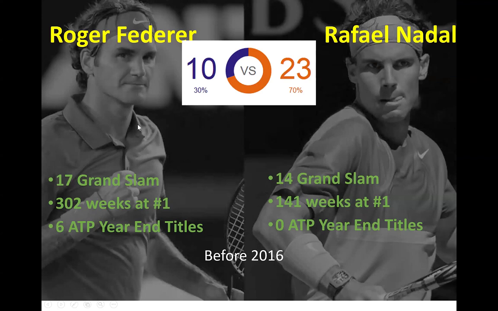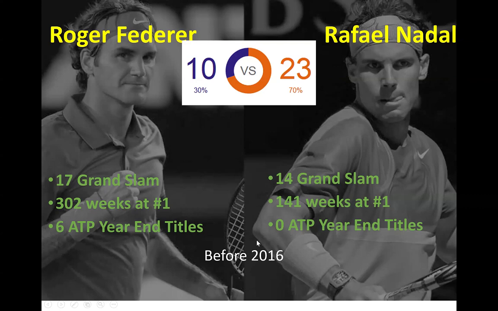One particularly fascinating example in the last 10, 20 years of tennis history is between Roger Federer and Rafa Nadal. Before 2017, Roger won 17 Grand Slams, Nadal 14. Roger had 300 weeks at number one, Nadal half of that. Roger won the end of year top eight player, who's the best, six times, Nadal zero times.